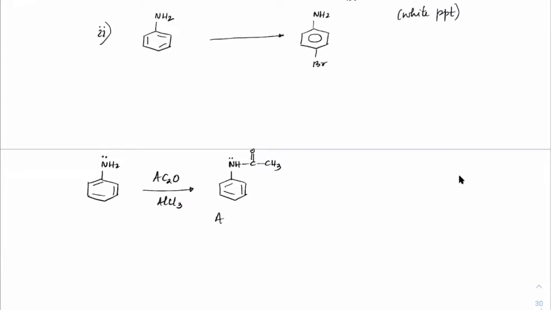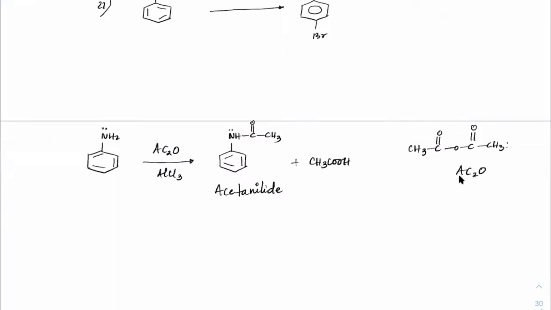This is an acetyl group with an aniline. So the combination is called acetanilide. So we will get acetanilide and CH3COOH. Remember Ac2O. What is Ac2O? It is the anhydride form: CH3C double bond O, C double bond O, CH3. This is Ac2O. So one molecule got attached with nitrogen, and the other molecule will become an acid and come out.